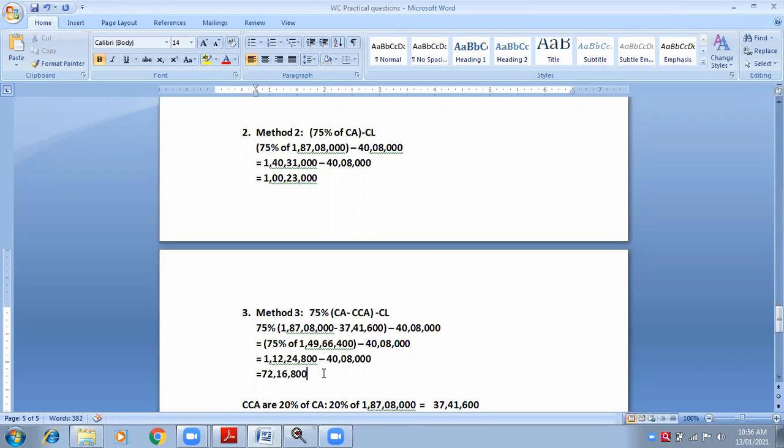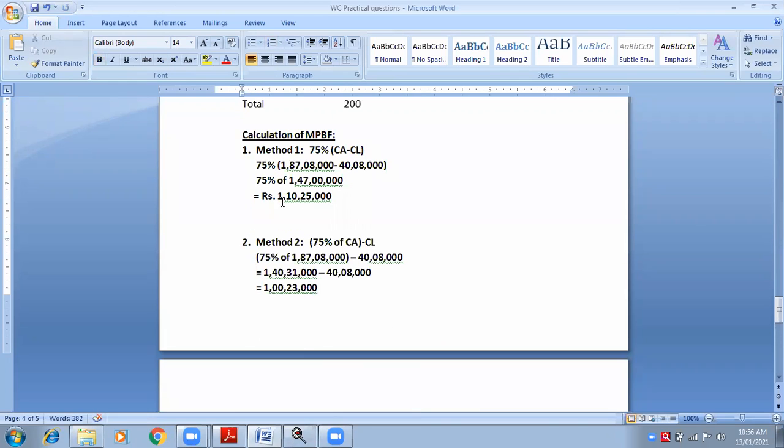See, the least amount is in method number 3. The smallest amount you can find in method number 3. That means according to method number 1, highest loan can be given from the bank. Highest loan can be provided by the bank to the company. The highest amount is 1 crore 10 lakhs 25,000. This is the loan that is provided by the bank according to method number 1.